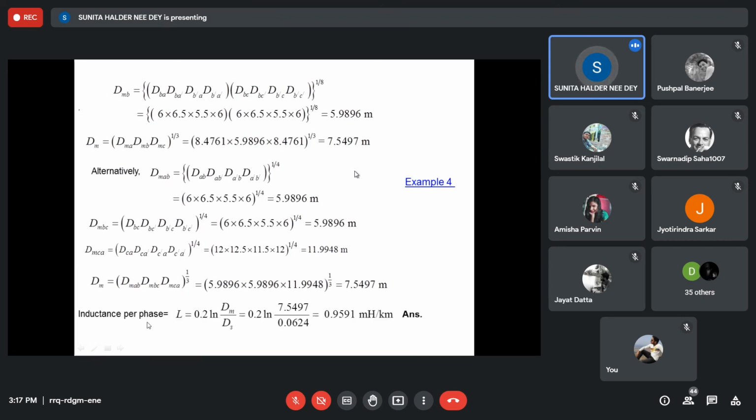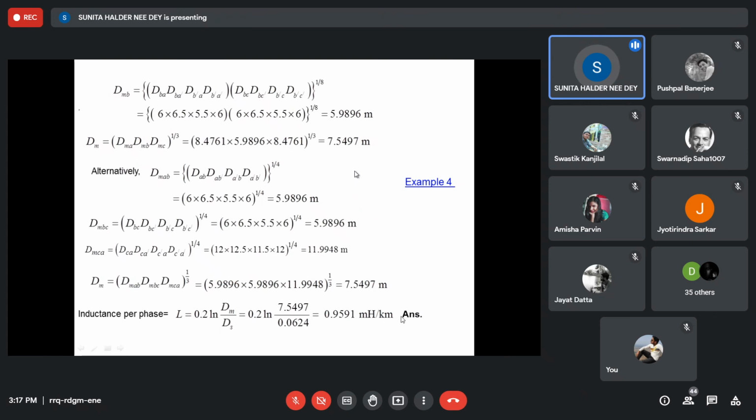So inductance per phase, L equals 0.2 ln(DM/DS). Since we have used the geometric mean approach, we have to think about the parallel combination of subconductors. So you can find it. I have written inductance per phase as 0.9591 millihenry per kilometer. If I write the inductance of the line, then we must write 0.9591 millihenry per phase per kilometer.